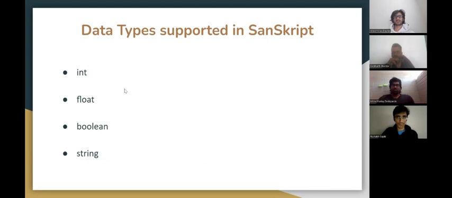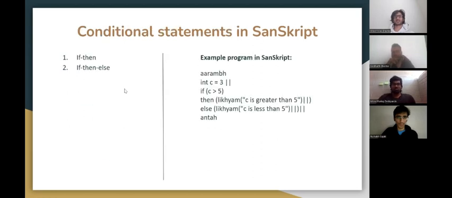Moving forward, we have the following data types supported in SanSkript. First is the int, then next Boolean and string. Apart from that, we have also implemented the float data type, which is an addition to the design requirements as defined in the project deliverable document. Moving forward, we have the following conditional statements. The first is the if then, the second is the if then else.